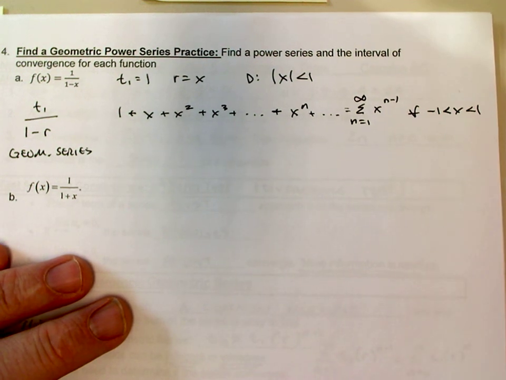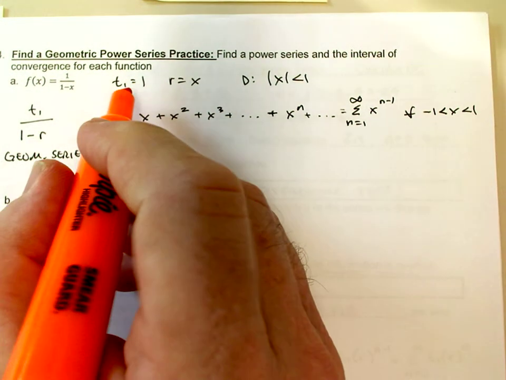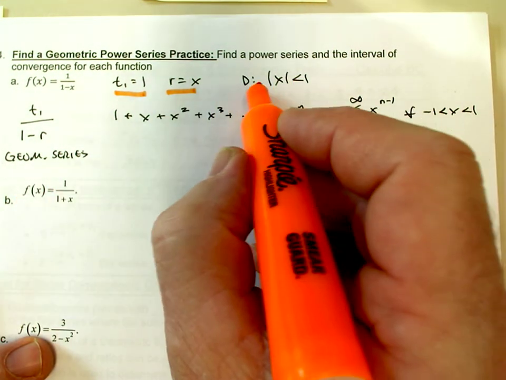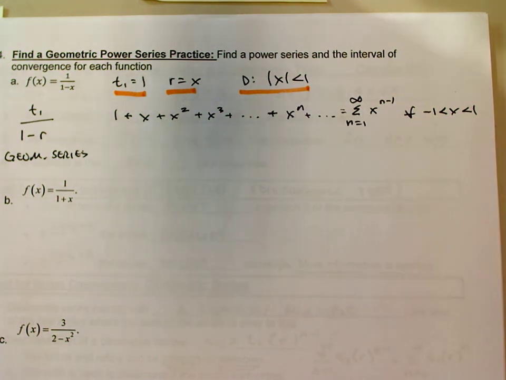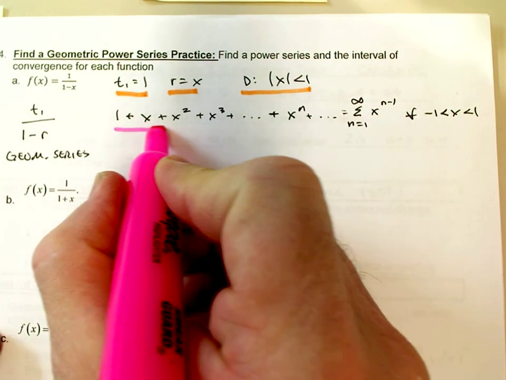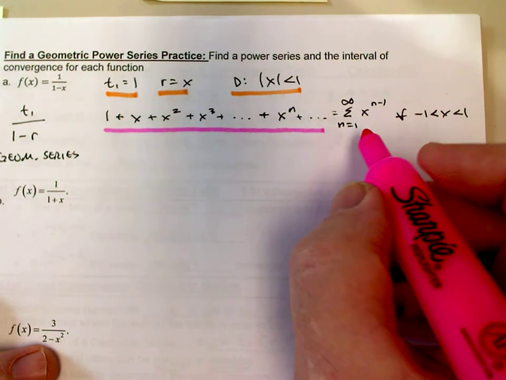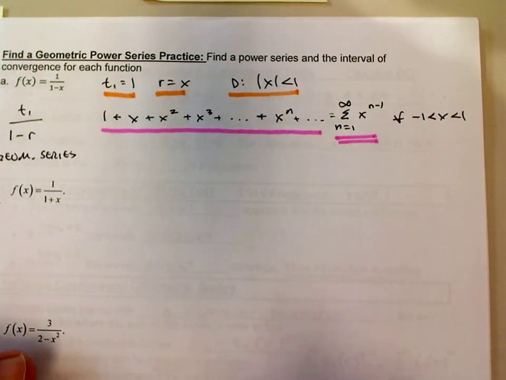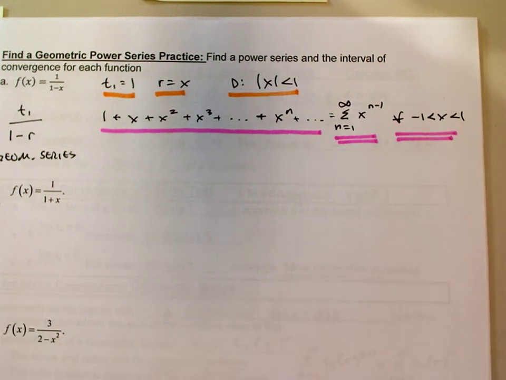Okay. So, let me explain some of the things that it's asking for or finding. Obviously, this is our first term. This is our common ratio. This is the domain, or it could also be called the interval of convergence. Then, these are all of the terms in the series, or the series itself. This is the series in summation form, and then we clarify it by giving the interval of convergence.